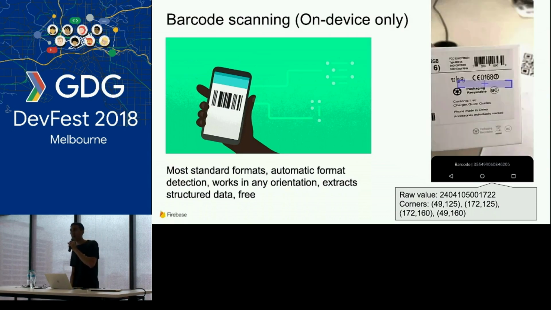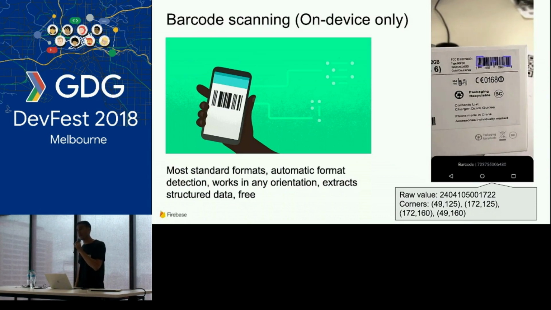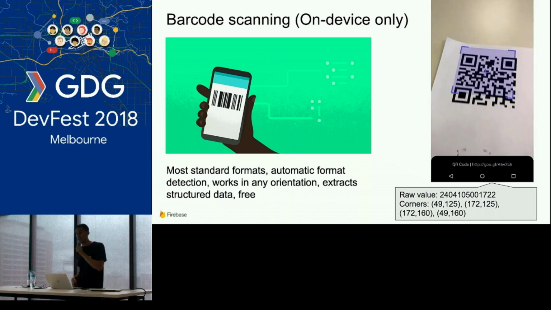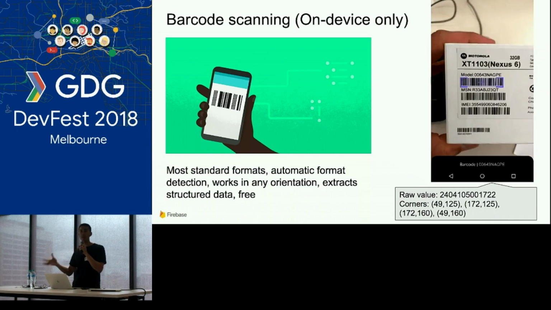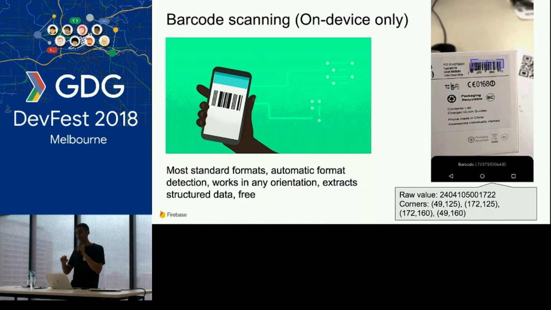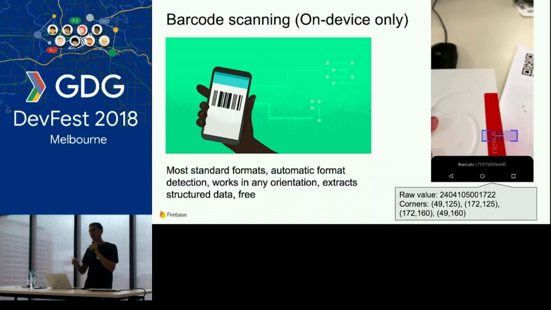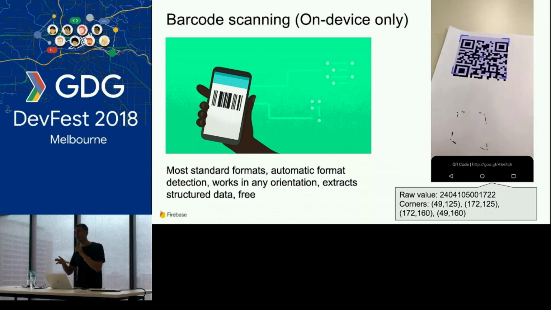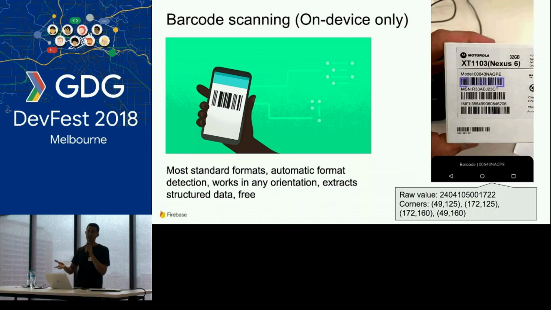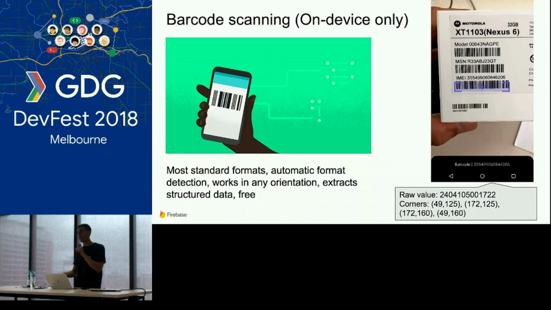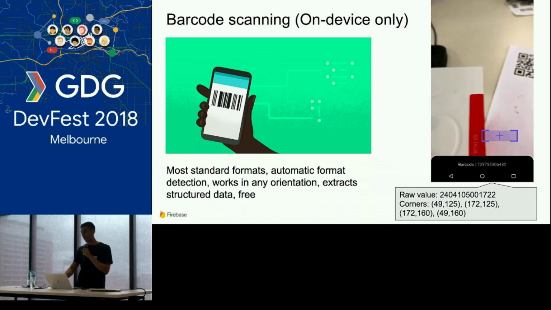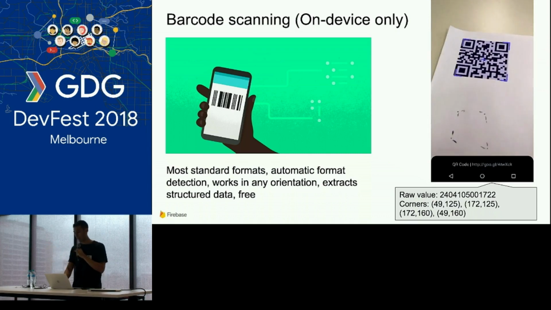Okay, the next one is barcode scanning, and this one is on-device only, and so it's free, running inference on the device. And this is pretty cool. Actually, you don't need to specify which barcode format. It detects which one it is. It works in any orientation. And the nice thing here is it does some extra work for you as well. It extracts any structured data. So, QR codes can store things like URLs or contact information. So it's going to give you that information as well, all in this really nice, easy to use API. You can see an example running here.